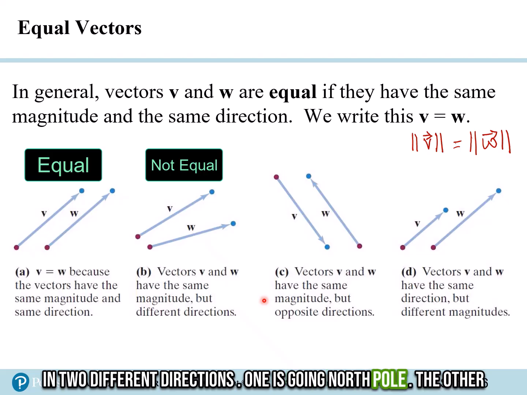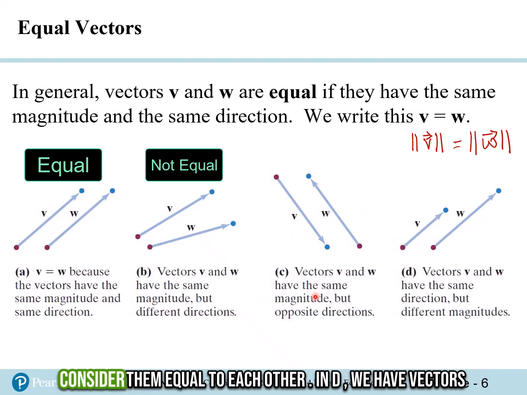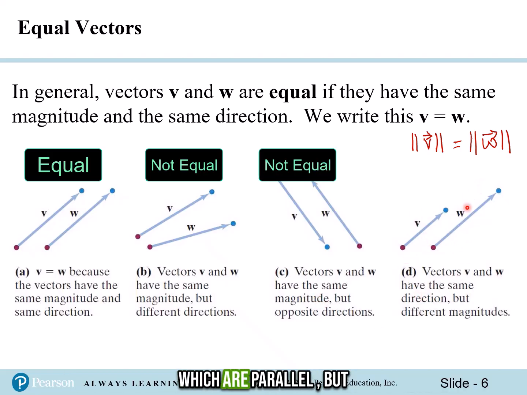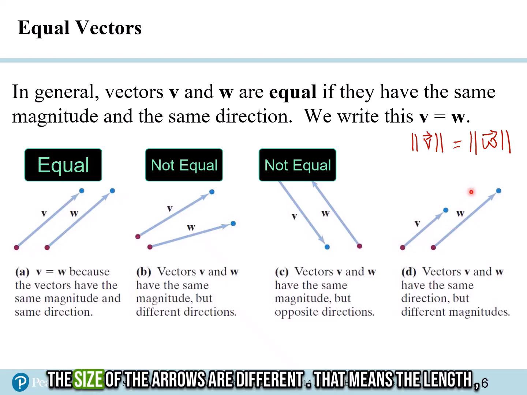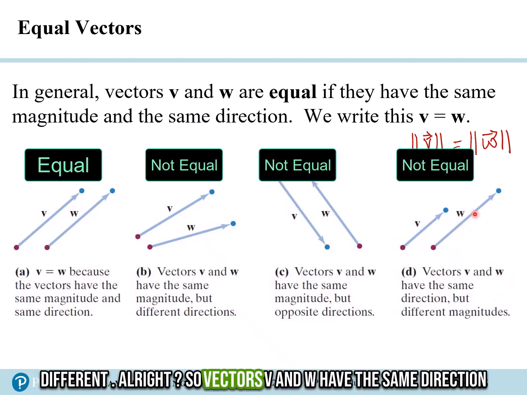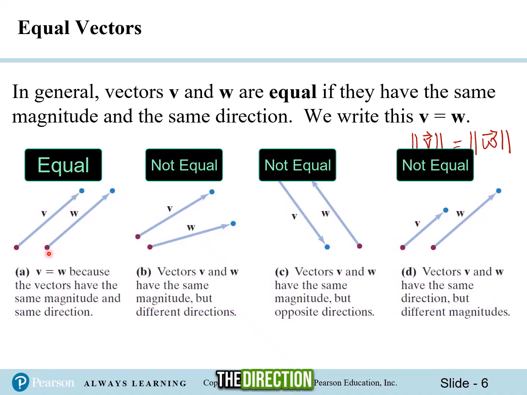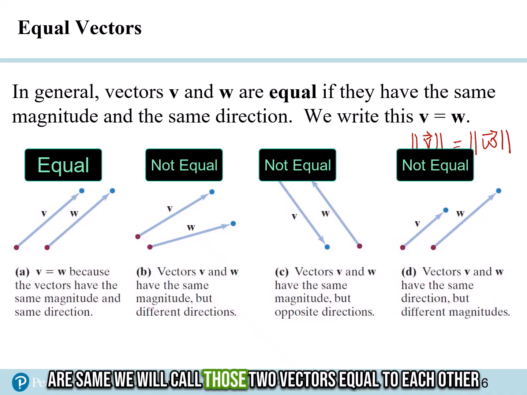One is going north pole, the other one is going south pole, so to speak. All right, but so we cannot consider them equal to each other. In D, we have vectors which are parallel, but the size of the arrows are different. That means the length, which is referred to as the magnitude of the vectors, is different. All right, so vectors V and W have the same direction but different magnitude. Only when both the magnitude and the direction are the same will we call those two vectors equal to each other.